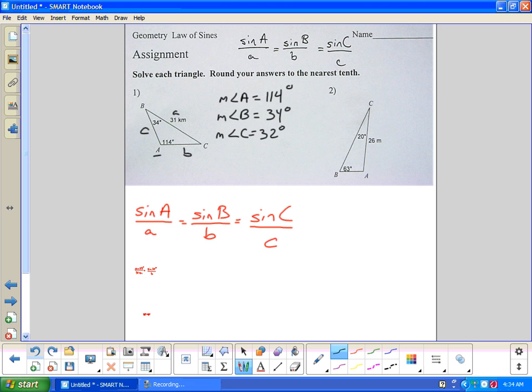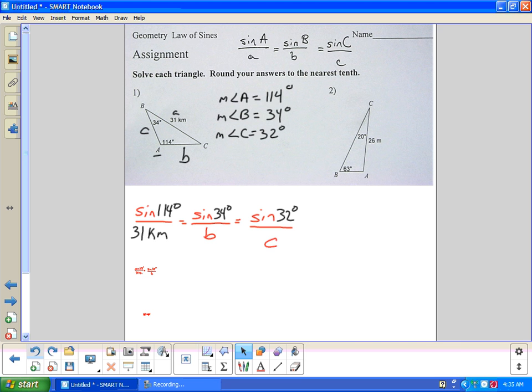And again, the legs are across from the angle. Angle B leg is across from the angle. Letter C is across. Letter A is across. So I'm now going to fill in what I know on this equation. Instead of A, B, and C, I can fill in the angles: 114 degrees, 34 degrees, 32 degrees. I don't know b or c, but I do know a. It is 31 kilometers.